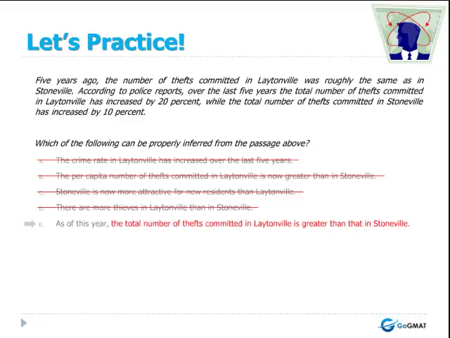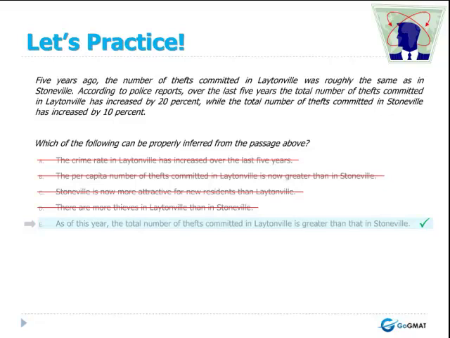Choice E is the only choice within the scope of the argument. If the number of thefts committed in the two towns was the same 5 years ago, and the number in Laytonville has increased by a greater percentage since then, more thefts have now been committed in Laytonville than in Stoneville. This information can be properly inferred from the passage.